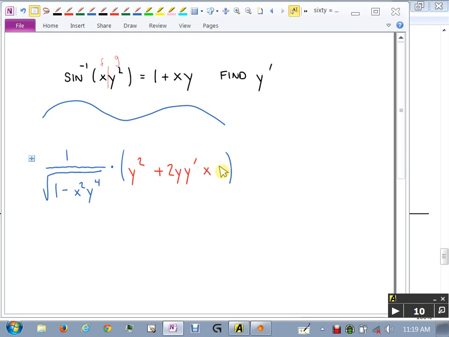Y prime is not 1. X prime is 1, okay? X prime is 1 because we are assuming that y is a function of x. So we don't know what y is really. When we're asking how fast it is changing instantaneously, we can't say that that ratio is 1.